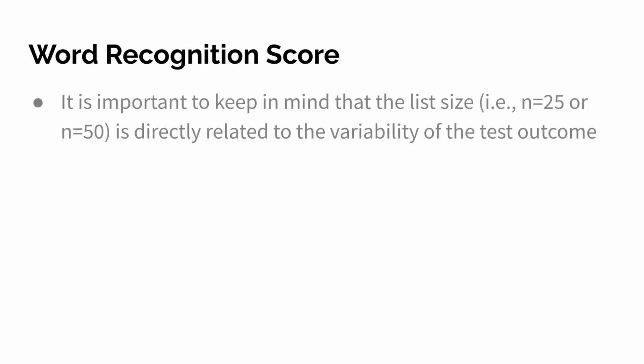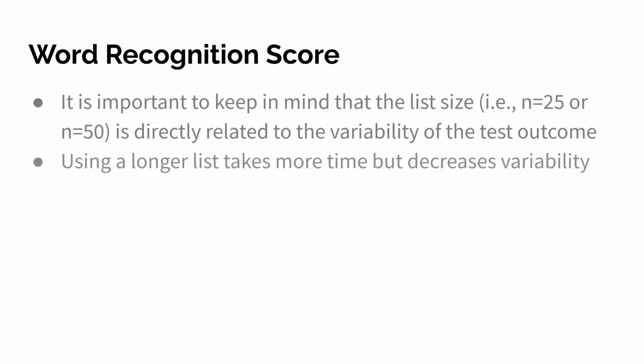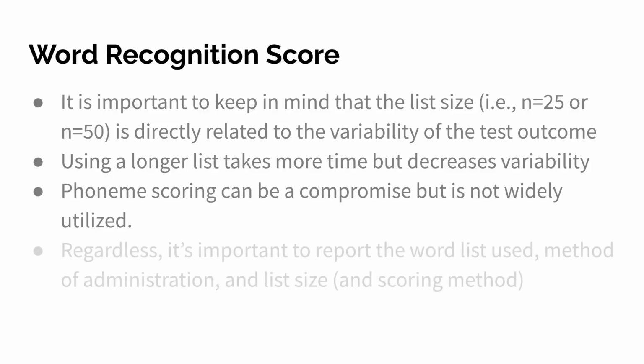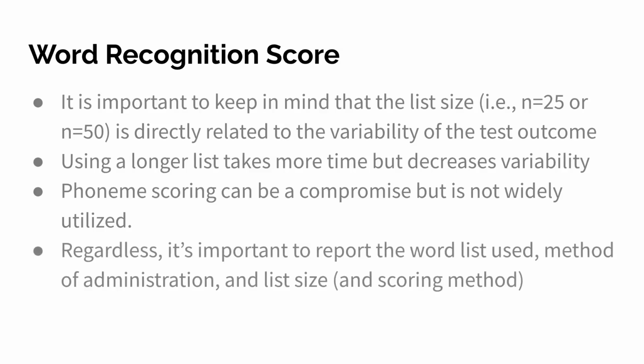It's important to keep in mind that the list size, n equals 25 or n equals 50, is directly related to the variability of the test outcome. Using a longer list takes more time, but it decreases variability. Phoneme scoring can be a compromise, but it's not widely utilized yet. In the future, it may be.